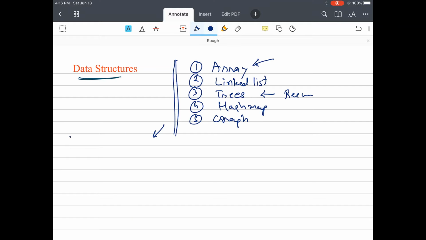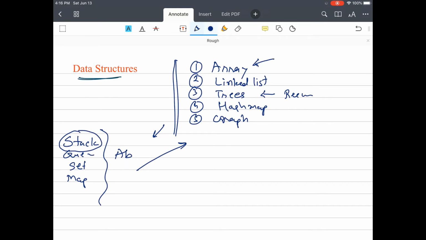And others, like if you have ever heard of stack, queue, set, map, these are all abstractions, but the underlying layer is these data structures. So stack can be implemented using array. Set is implemented using tree in C++. So we are going to see what the differences between them are.